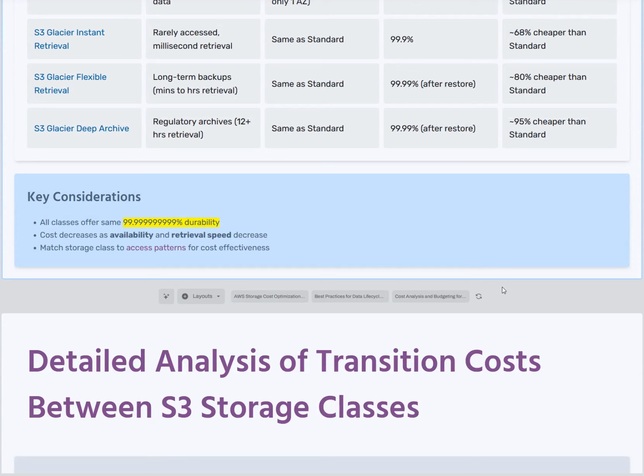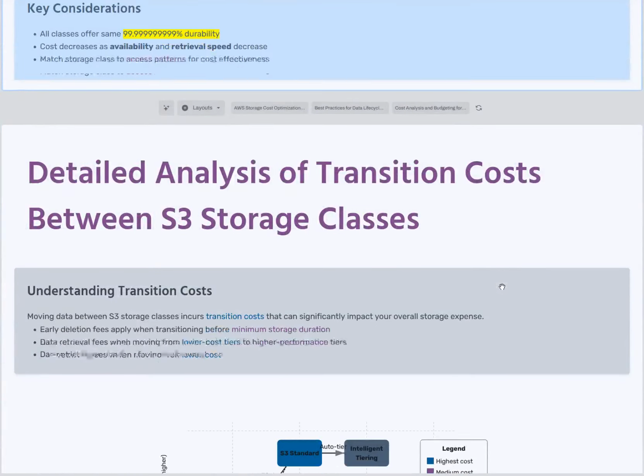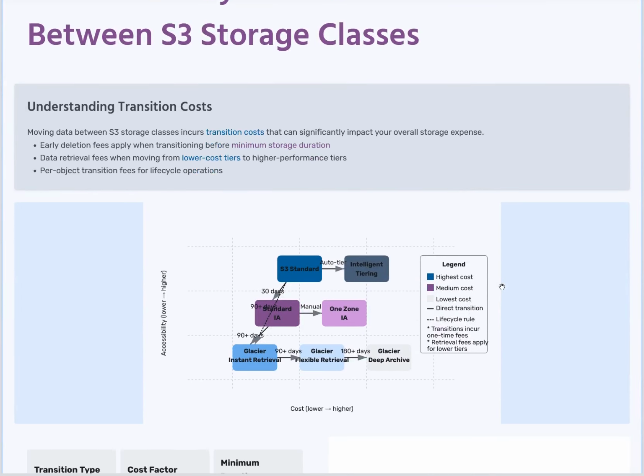Match storage classes to access patterns for cost effectiveness. So match your requirement and select the storage class accordingly.